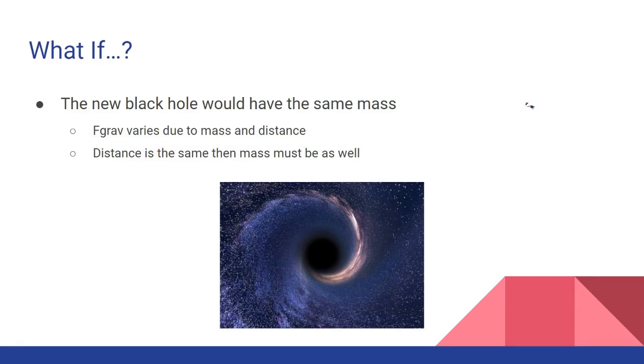This is because the force of gravity varies due to mass and distance. Therefore, if the distance is constantly the same on the trajectory as before, that would mean that the mass would have to be the same exact mass as the black hole before. And that would also mean that for this lab's overall theme, the net force is still equal to the same perpendicular and parallel components.